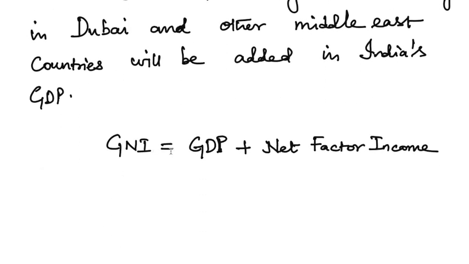So GNI is basically equal to GDP plus net factor income. Net factor income means we add income earned by Indians living in other parts of the world, and then we deduct income earned by foreign nationals living in India. That's basically net factor income. So GDP plus net factor income is gross national income, GNI or GNP.